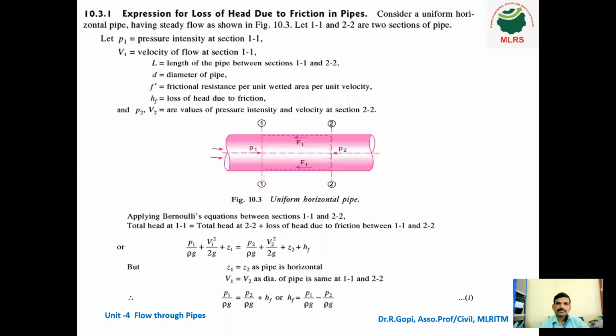L is the length of the pipe between section 1-1 and 2-2. D is the diameter of the pipe. F dash is the frictional resistance per unit wetted area. You know about wetted area. Unit wetted area per unit velocity. Next, HF is the loss of head due to friction. And P2, V2 are the values of pressure intensity and velocity at section 2-2.